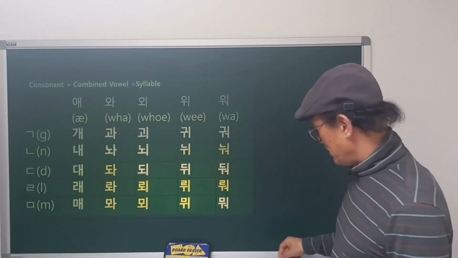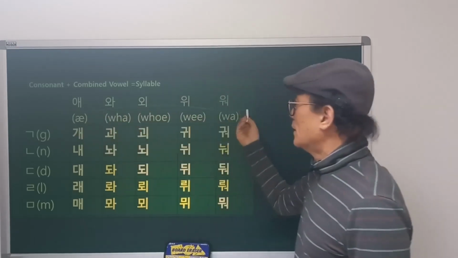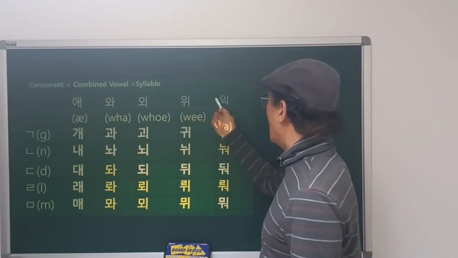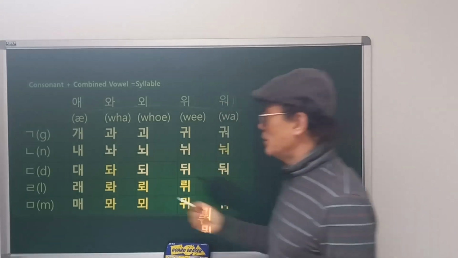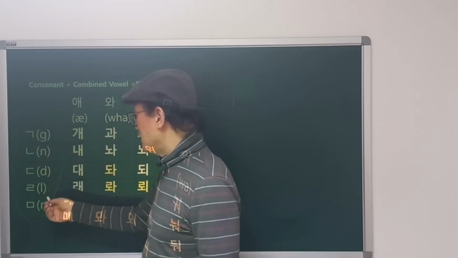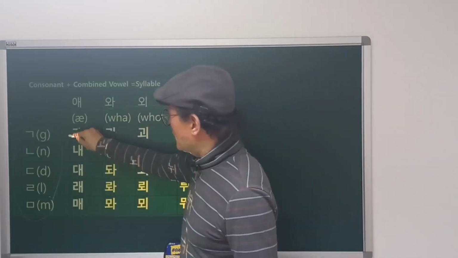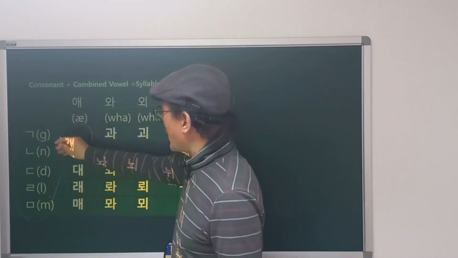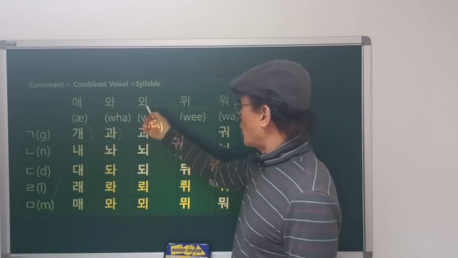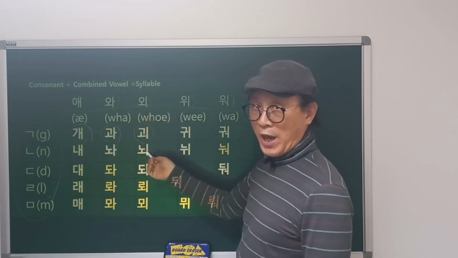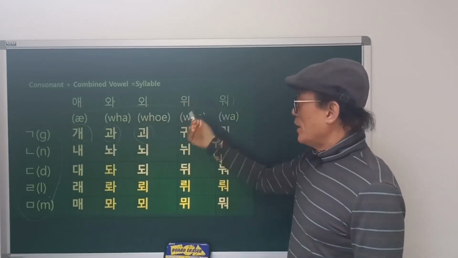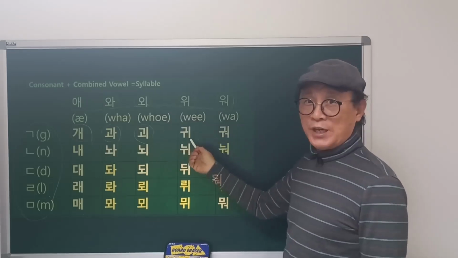For example, the combined vowels, right? 에, 와, 에, 위, 워. And then this one, the consonants. Remember? 그, 느, 드, 르, 무. This syllable, 그에, 개. 그와, 과. This is 과. 괴, 왜, 괴. This one, 위. So 귀, 귀.